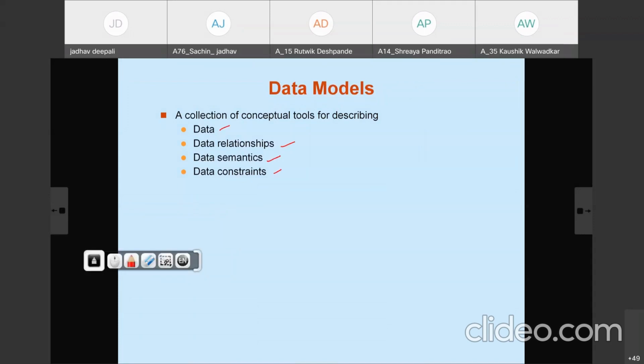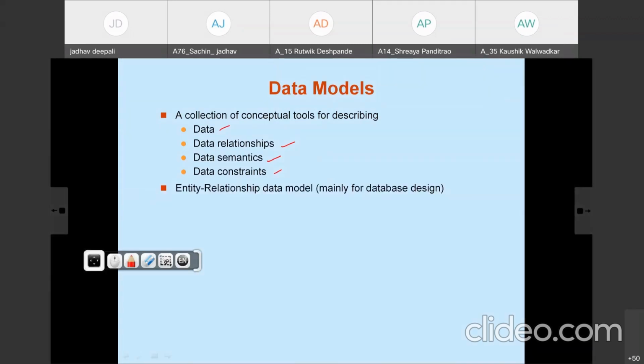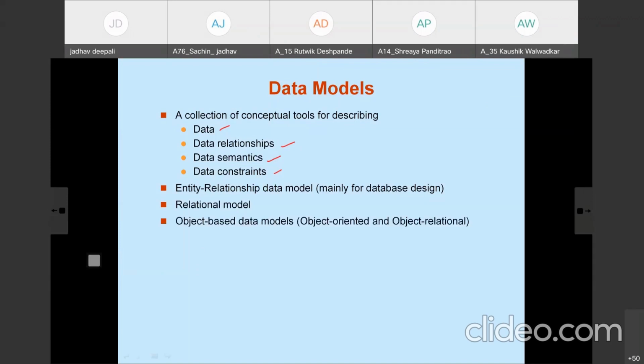Now, there are many different data models available. First one is the entity relationship data model, in short known as the ER model. It is mainly used for database design. Next one is the relational model, which is the most widely used data model. It is a collection of tables. These two models, the entity relationship model and the relational model, we are going to cover now.